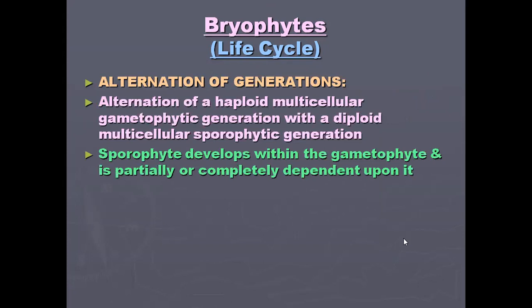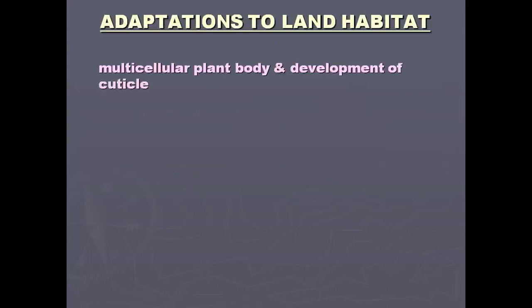Alternation of generation of a haploid multicellular gametophytic generation with a diploid multicellular sporophytic generation is observed in all plants. In some plants the sporophyte is dominant, in some the gametophyte is dominant. In the advanced plants, the sporophyte is dominant, and the gametophyte has become reduced and inconspicuous. As we go on, we will study the examples in detail. The sporophyte develops within the gametophyte, on the gametophyte, and is partially or completely dependent on it.